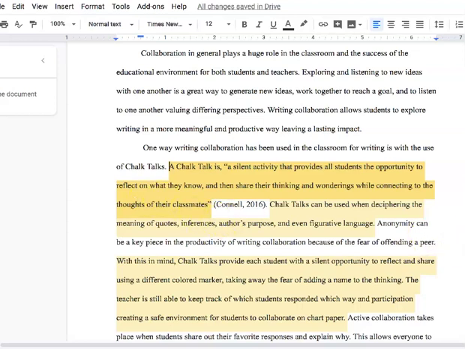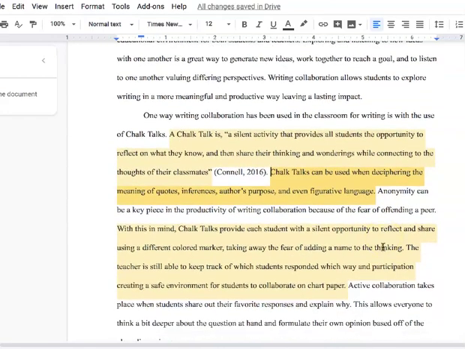And then in the next sentence, the Chalk Talks can be used when deciphering the meaning of quotes, inferences, author's purpose, and even figurative language. A question I had when reading that was if there are any specific question stems or sentence frames that the students can use to give feedback to their classmates on the quotes and inferences and author's purpose and the figurative language that might help when giving their feedback.